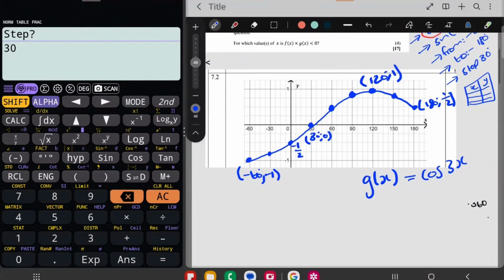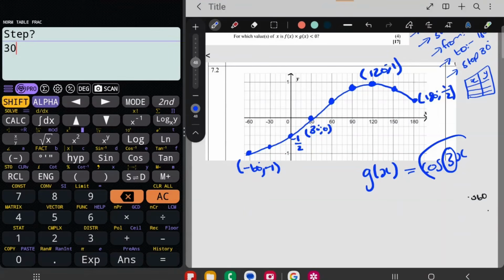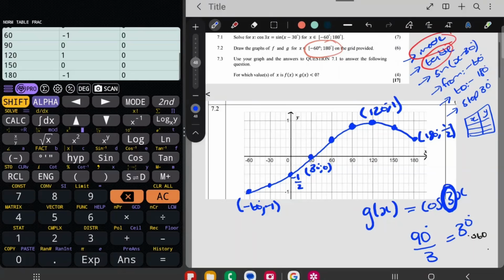So the normal step, if you want to do a step on a calculator for cos, I would advise you to take 90. But because there's a number in front of x, divide that by 3 and make your new step 30. So I would make my step 30. That's not always the case, but you'll play around. And then you get all your values.